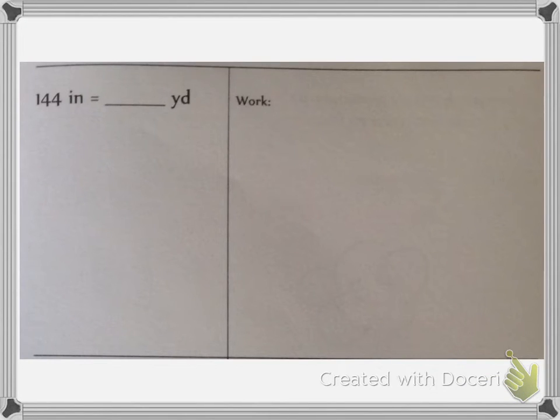I would like you to read this third problem and try to set it up. You're going to look at your star chart for your conversion, or you may know it off the top of your head. Once you have finished, please press play. You're setting the problem up.